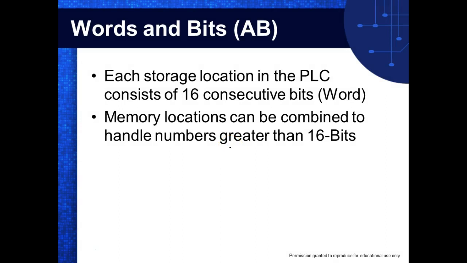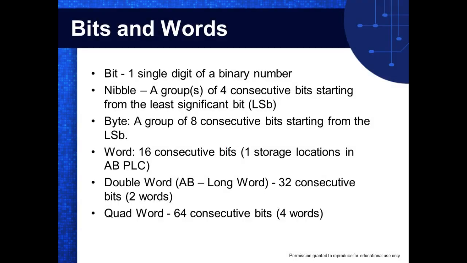Each storage location in the Allen Bradley PLC consists of what? 16 bits. We call it a word. Memory locations can be combined to handle numbers greater than 16 bits. Are we okay? Of course, this is terminology. 1 nibble equals what? 4 consecutive bits. You can't just pick out any 4 bits and call it a nibble. It's a nibble from the least significant bit.